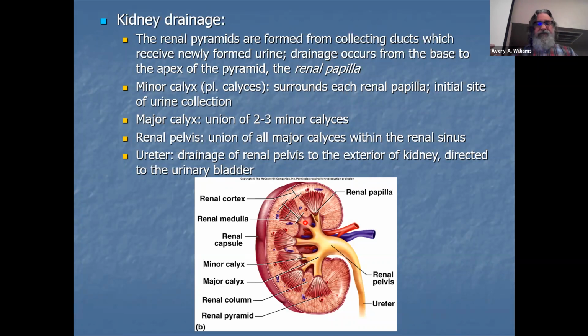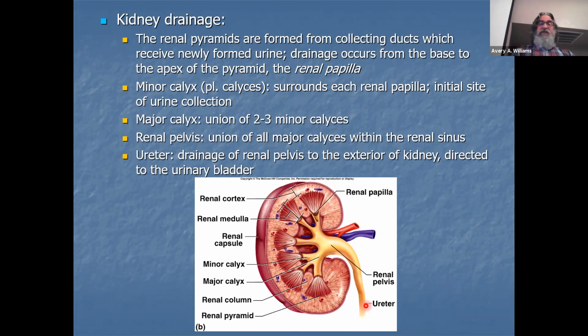Then the ureter. The pelvis gives way to the ureter. You see that? So here the ureter drains the renal pelvis to the exterior of the kidney and is directed to the urinary bladder. So the ureter occurs between the bladder and the renal pelvis.